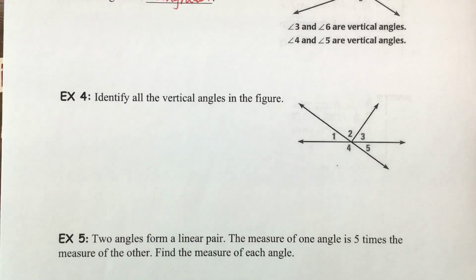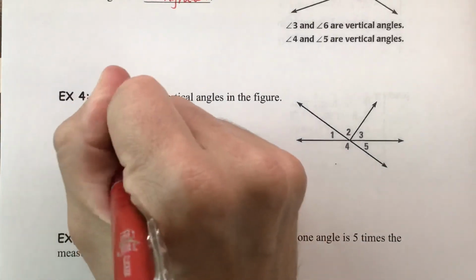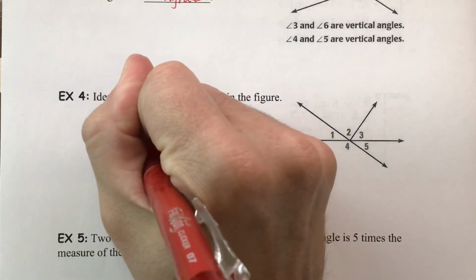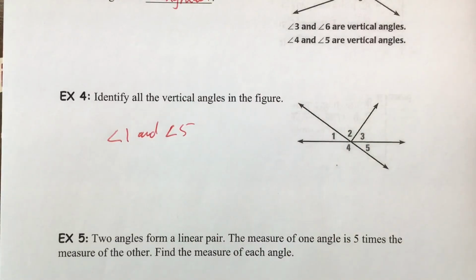So example number 4 uses the same diagram that we used in example number 3. But in this case, we're looking to identify the vertical angles that we have. Now, I also just referenced the picture from example number 3 and identified that we have vertical angles at 1 and 5. So that's not really going to be a mystery here. They're at angle 1 and angle 5.